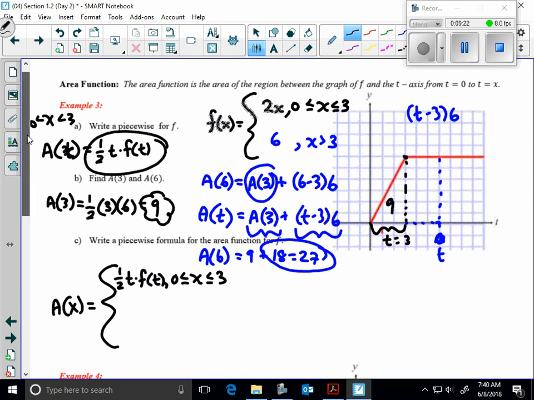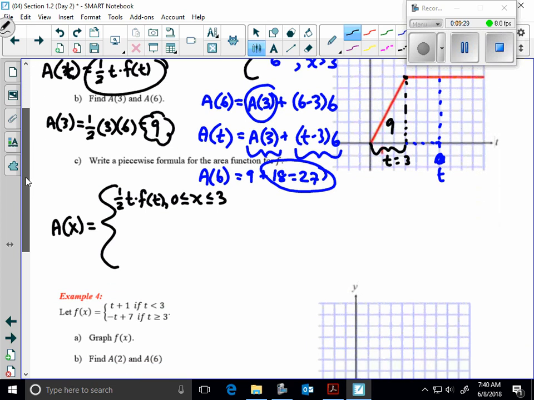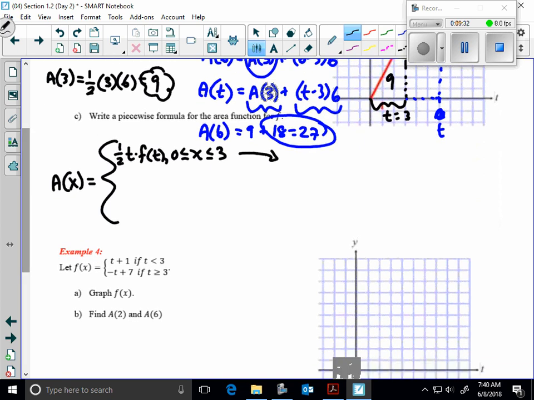Okay, f of t, it looks like f of t would have been 2t. So what we have really in reality is 1/2 t times 2t. Looks like the 1/2 and the 2 will cancel, and I get t squared. So the area on the interval where t is between 0 and 3, I keep mixing up my x's and my t's, but just follow with me. This should be a t here. Okay, that would be the first portion of my area function.